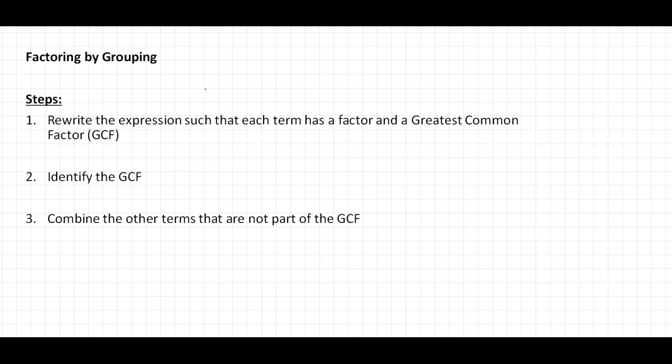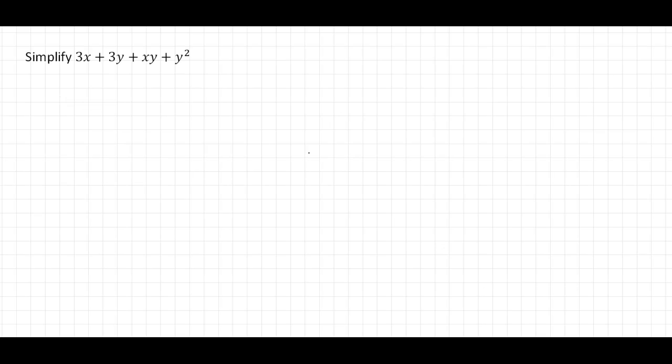So now let's go ahead and look at the steps we follow to factor by grouping. We want to first rewrite the expression such that each term has a factor and a greatest common factor. The greatest common factor is the GCF. We want to identify the GCF, and then we want to combine the other terms that are not part of the GCF. Okay, so let's look at some examples.